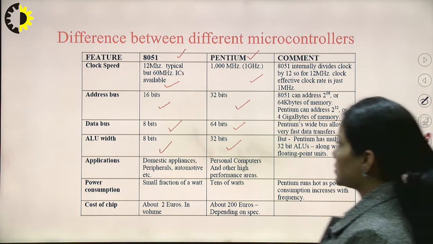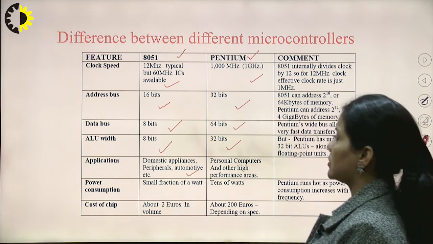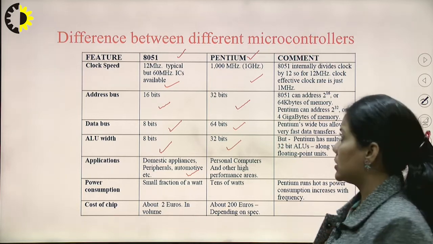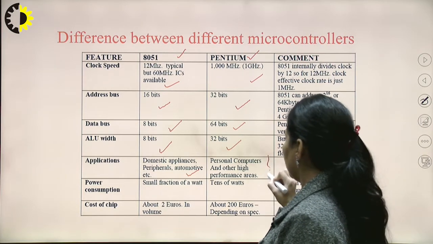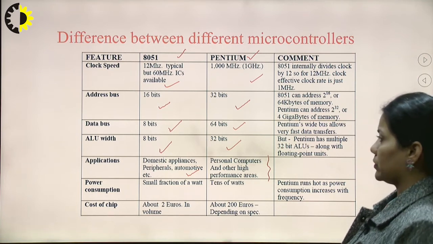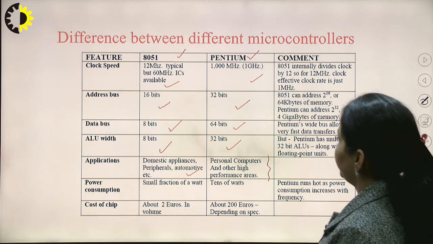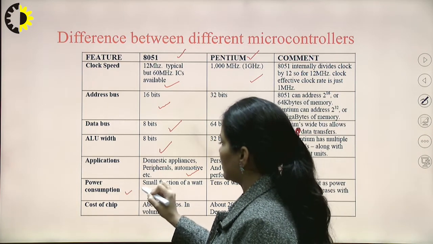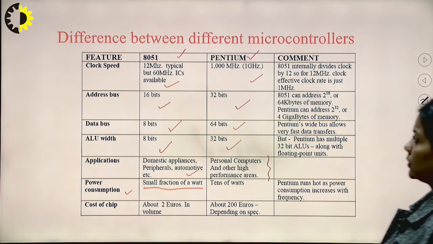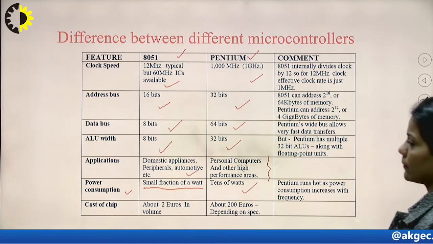Next, applications. The applications covered by 8051 are the domestic applications, peripherals, automotive, etc. Rather, simpler applications. On the other hand, Pentium can support complex applications also, like personal computers and other high performance areas. Power consumption. In terms of power consumption, a small fraction of a watt is consumed in case of 8051. On the other hand, tens of watts are consumed in case of Pentium.